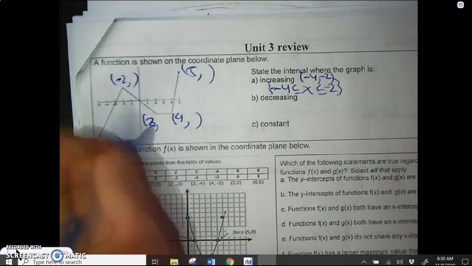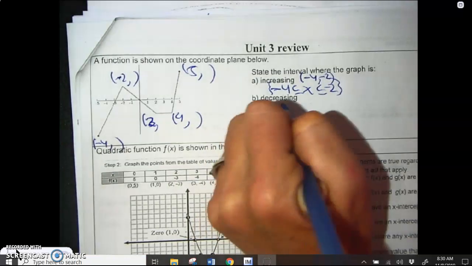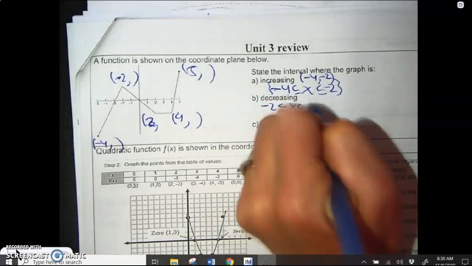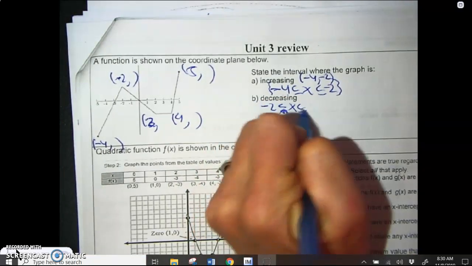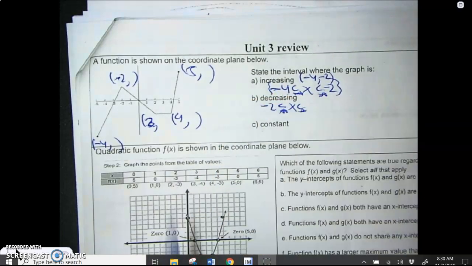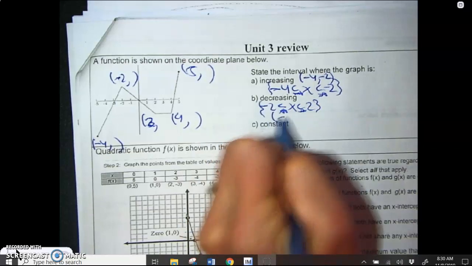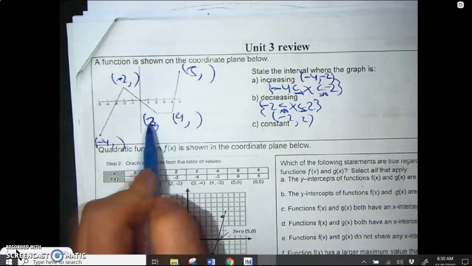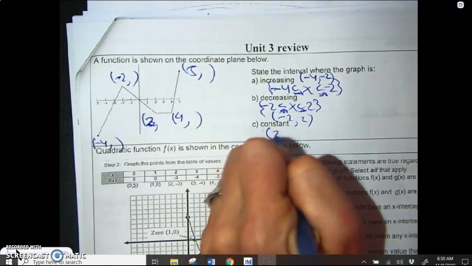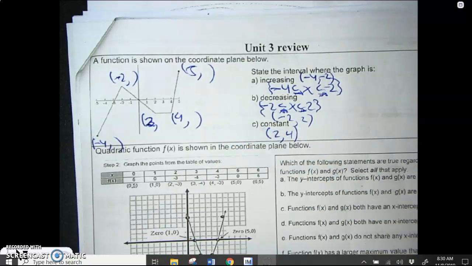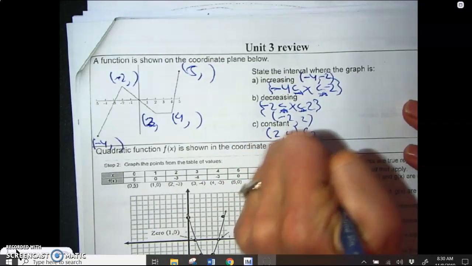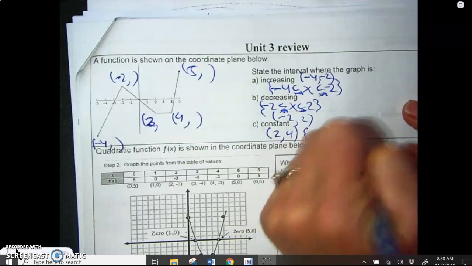It's decreasing from -2 to 2, so -2 is less than x, less than 2, or in interval notation, (-2, 2). Then it's constant from 2 to 4. Constant means it's not going up or going down. 2 is less than x, which is less than 4.